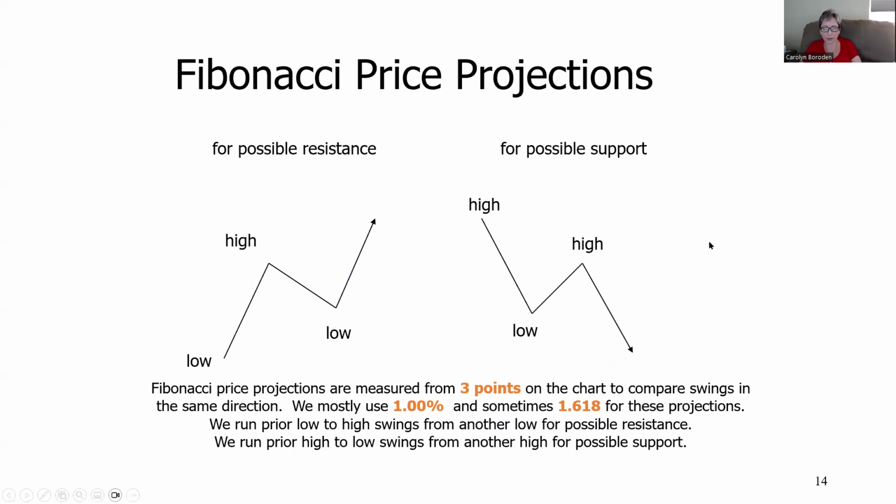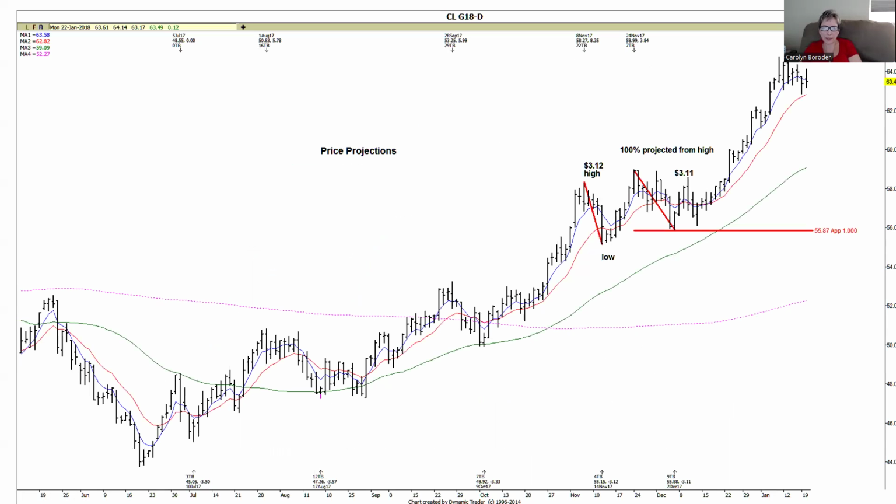Okay, so let's look at a couple of examples. This is an example, it's an old crude chart, but here, this is where I'm comparing swings in the same direction. I had a prior high to low swing that was $3.12. I projected that $3.12 from the next high because you like to compare swings in the same direction because they tend to be similar to each other. So in this case, the projection came in at 55.87. The actual low was made at 55.88, which was just within a penny of that projection.